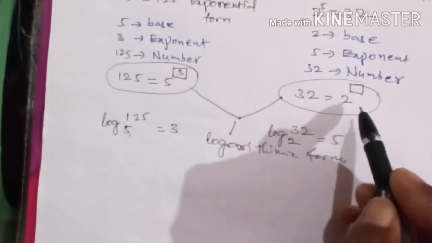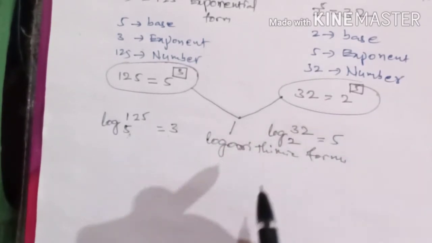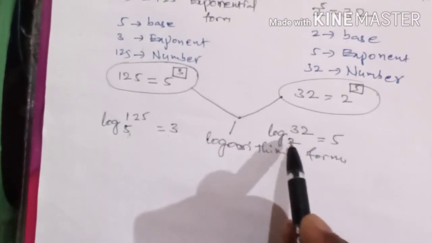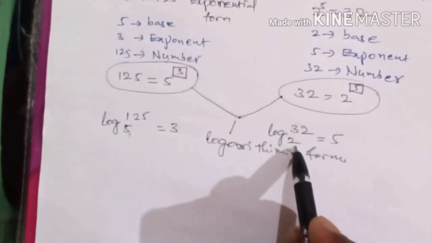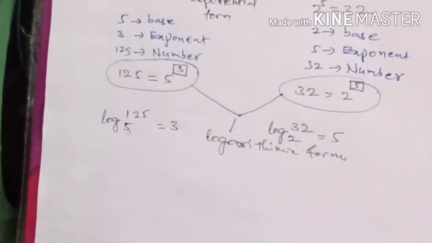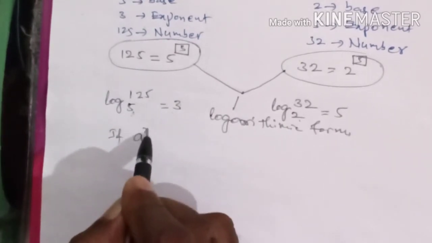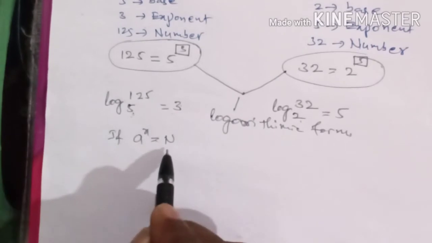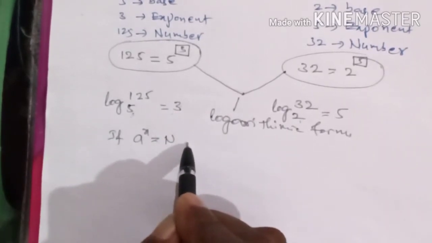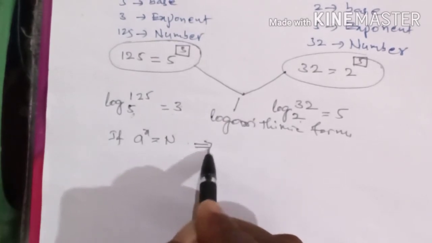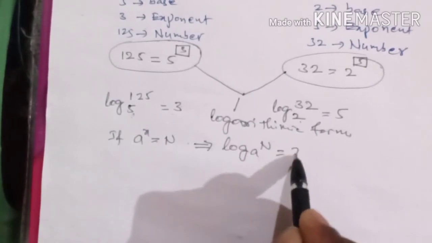Here 32 is equal to 2 to the power of 5. It is called an exponential form. Its logarithmic form we can read as log of 32 to the base 2 is equal to 5. So by this we conclude that if a to the power of x is equal to n, this is an exponential form. Its logarithmic form is log n to the base a is equal to x.